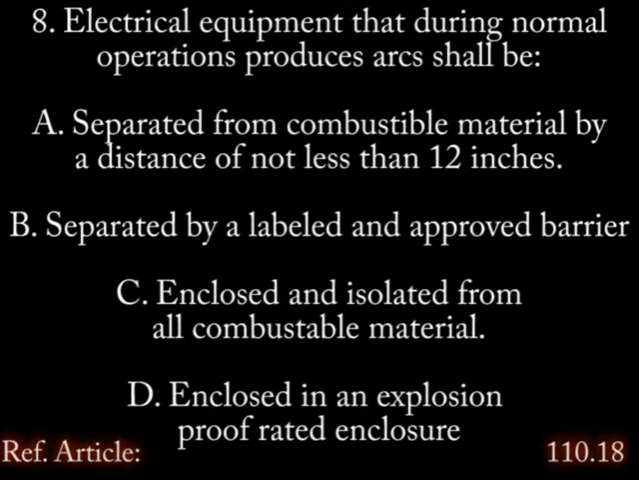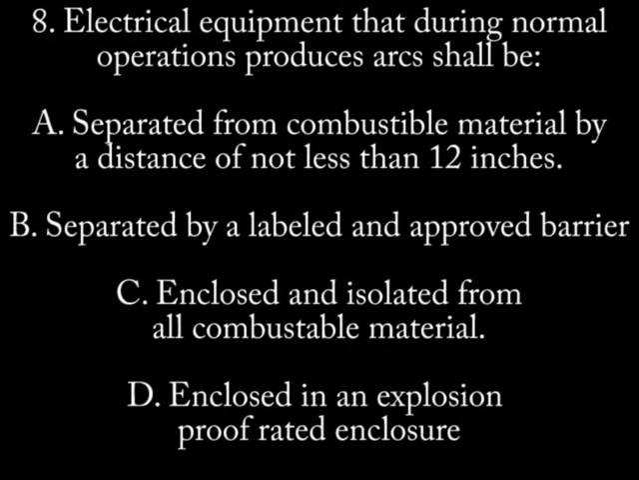Question number 8. Electrical equipment that during normal operation produces arcs shall be A. Separated from combustible material by a distance of not less than 12 inches. B. Separated and labeled by an approved barrier. C. Enclosed and isolated from all combustible material. D. Enclosed in an explosion-proof rated enclosure.